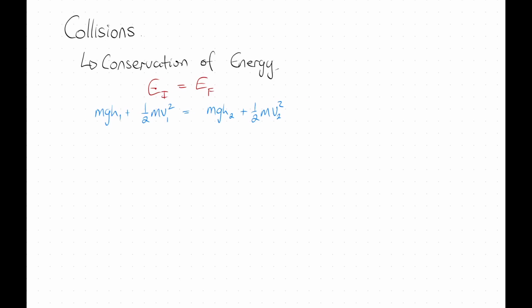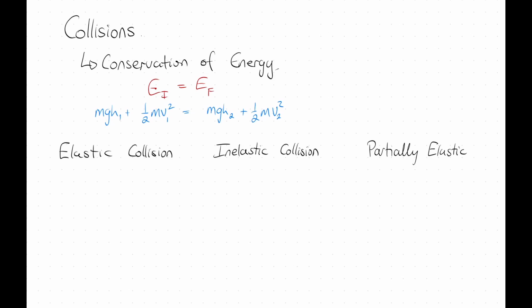We have three main collisions. We have an elastic collision, we have an inelastic collision, and finally we have a partially elastic collision. Or is it primarily just a real collision? So in an elastic collision, our energy is conserved. Our momentum is conserved. And objects will bounce off each other.